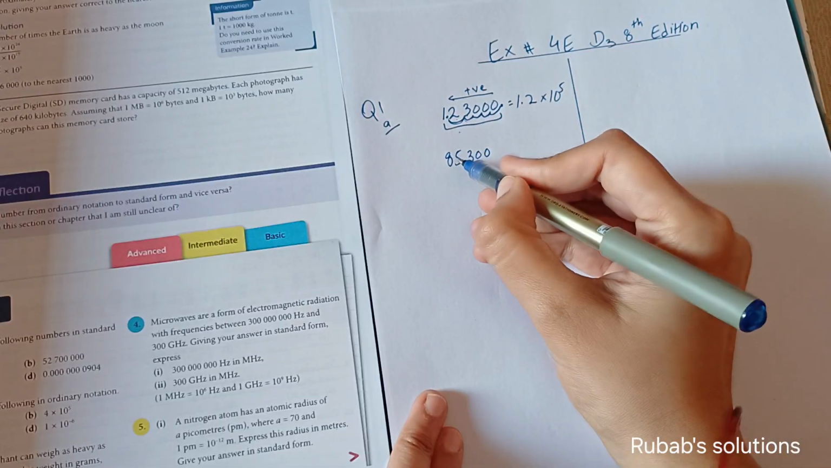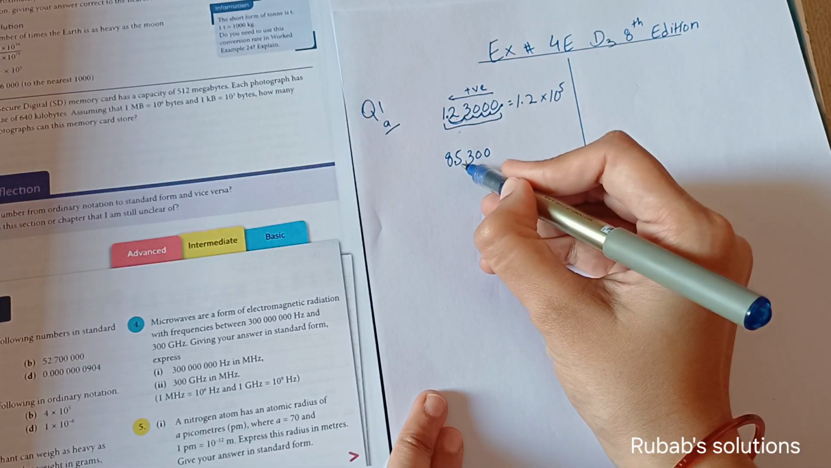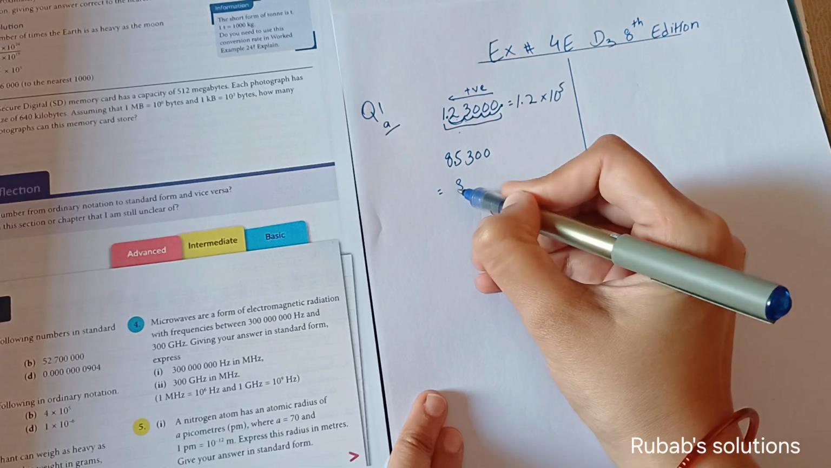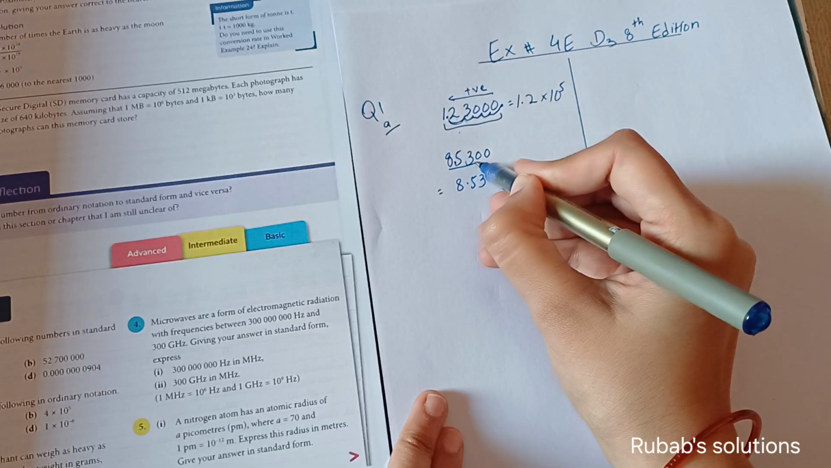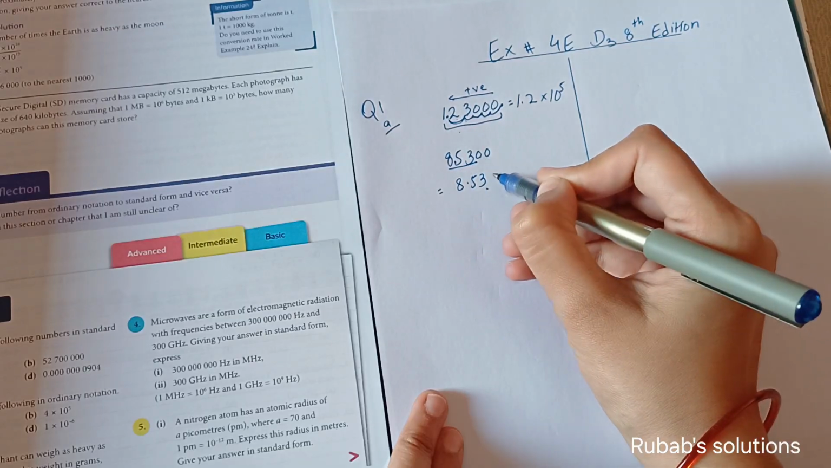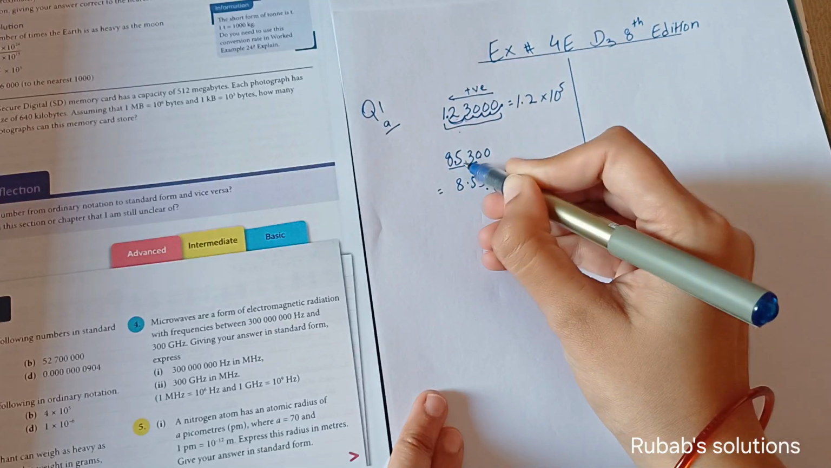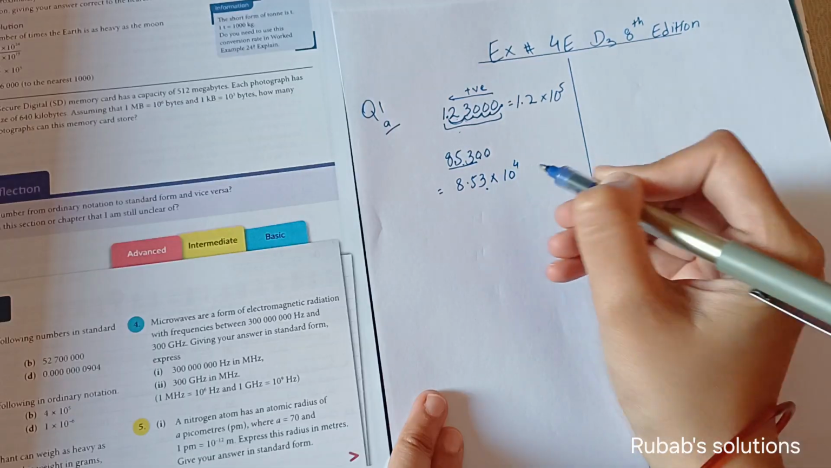Part A is 85300. So after the first digit I have to put the point, and it will become 8.5, and we will not write zeros. 8.53, the non-zero numbers you have to write, while the zeros you will skip. 10 power 1 2 3 4, 10 power 4.